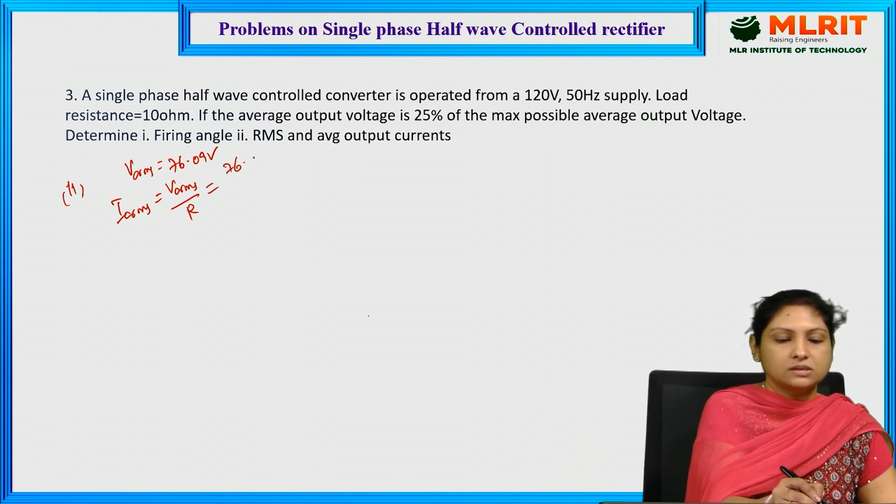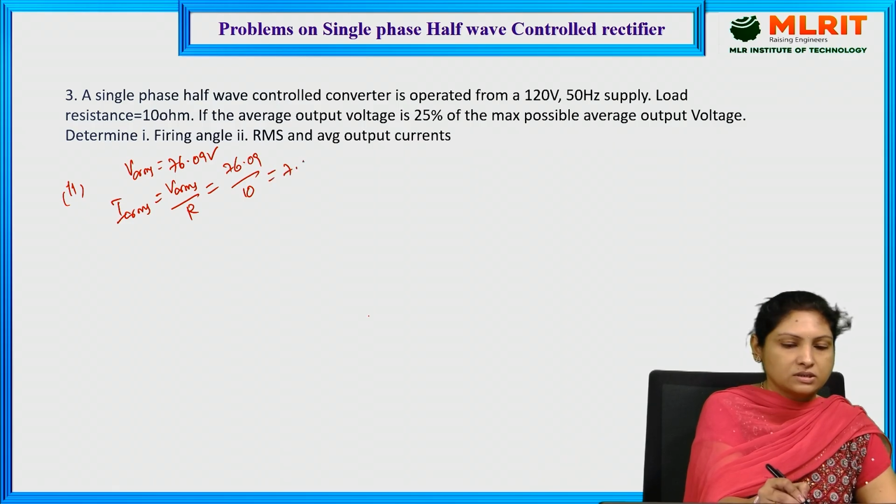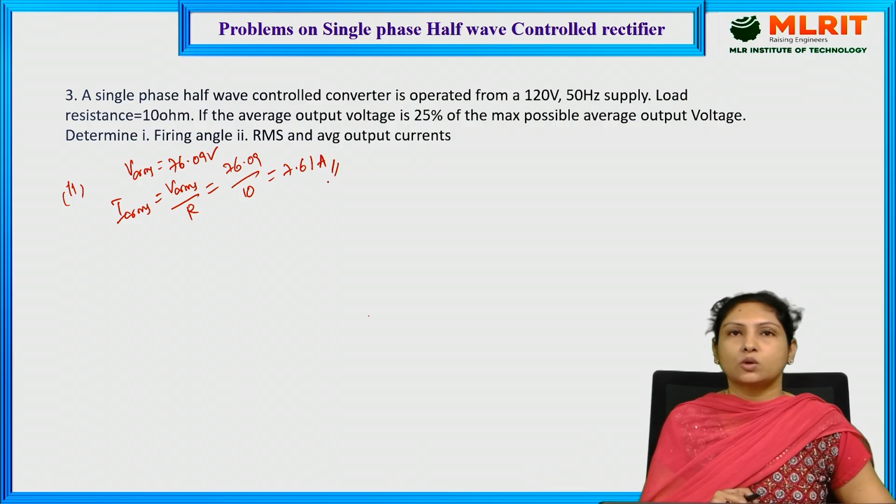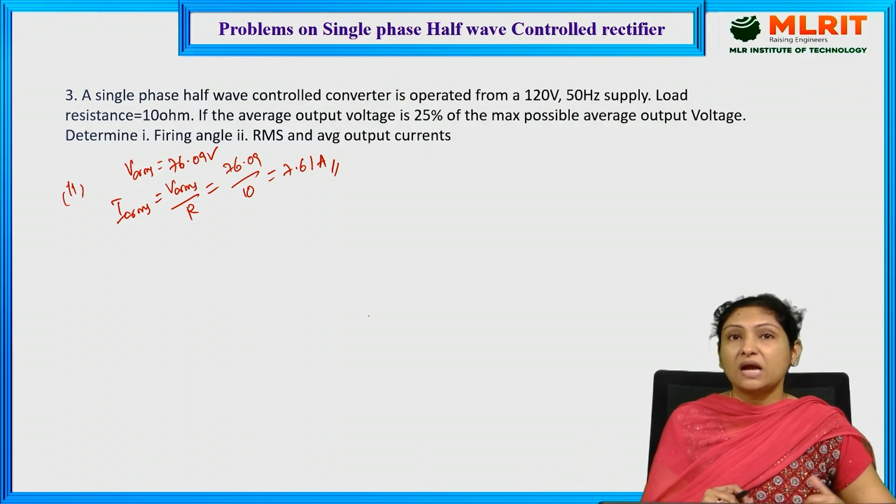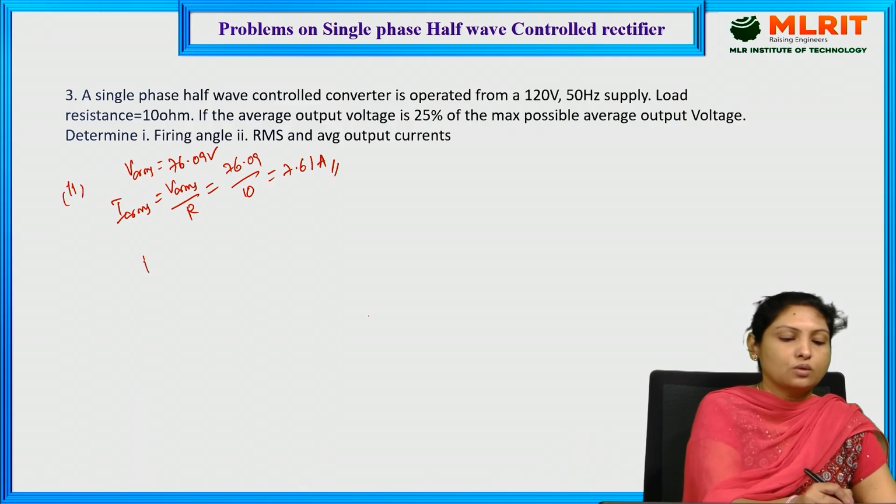In that case, 76.09 divided by 10, we get 7.61 amperes. This is I naught RMS. Similarly, he asked us to find out I naught average as well. So, in order to find out I naught average, we need V naught average divided by R.